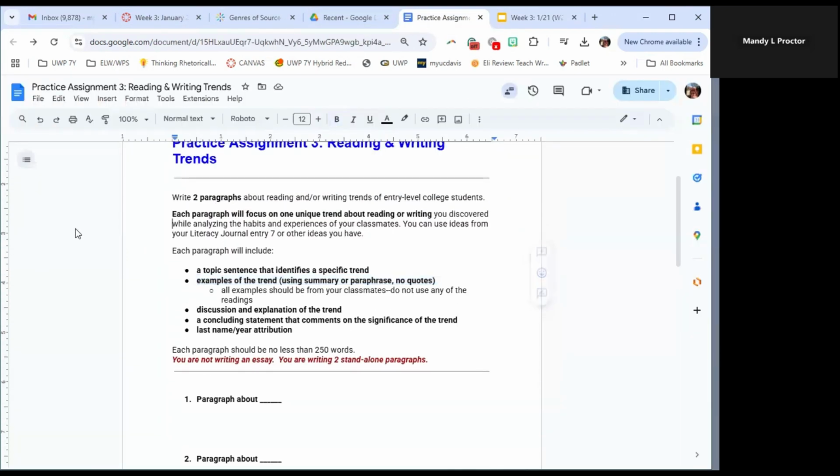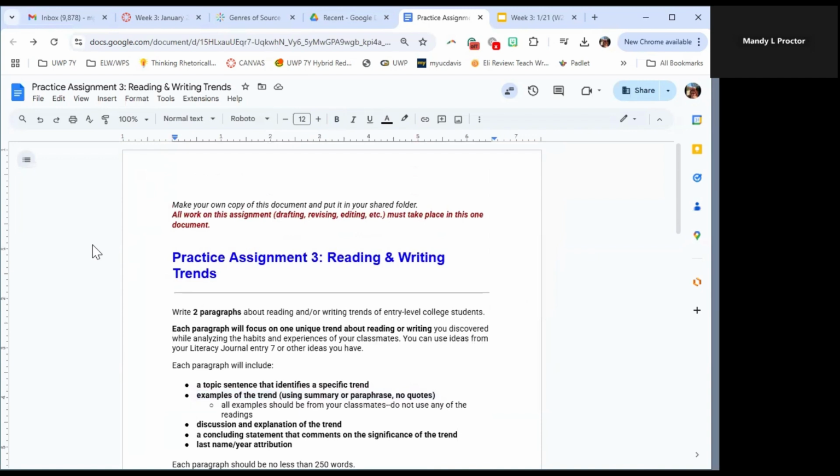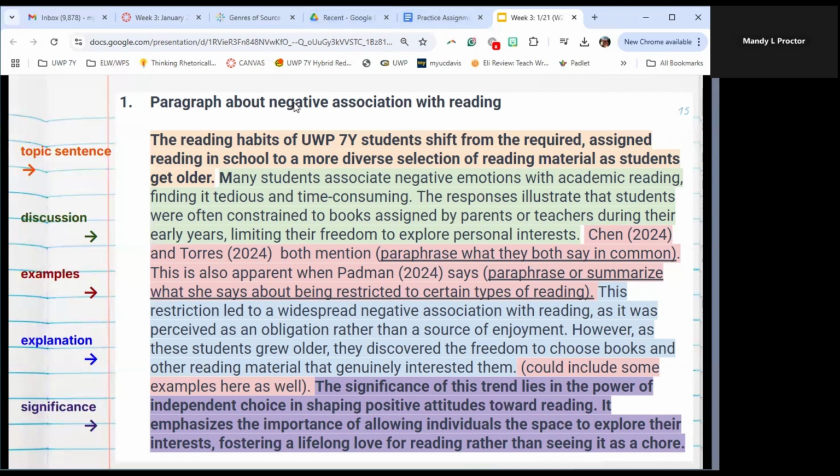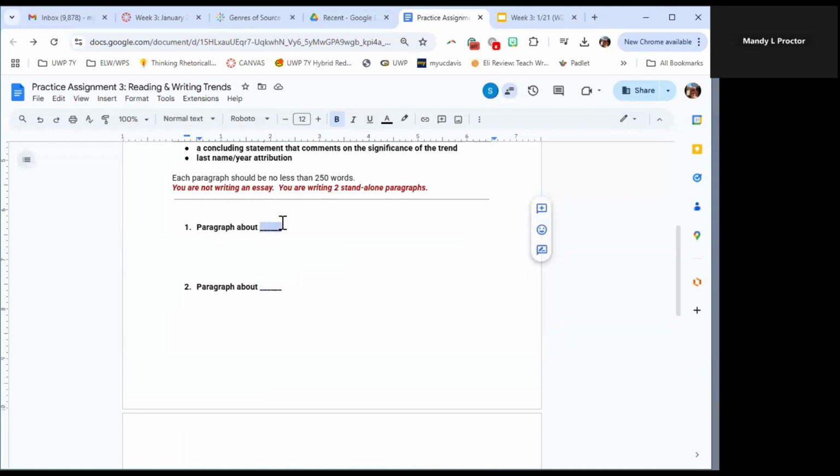So again, if we look at the assignment, just like before with the other assignments, you'll make a copy of this document and you're going to write 2 paragraphs. I want you to label the paragraphs with a really quick note here. Like this example here, there's a paragraph about negative association with reading. So you would just write paragraph about negative association with reading, or you might write a paragraph about the love of writing. So just tell us what the paragraph is, because when you submit this to Eli Review, I do want you to copy that whole thing so we have those paragraph titles.